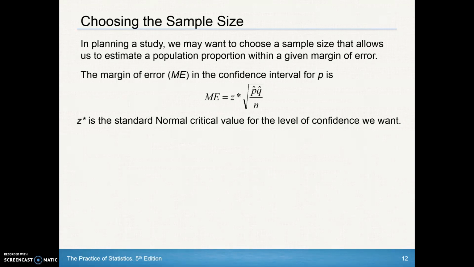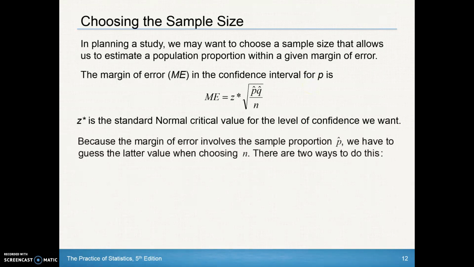So, in planning a study, we may want to choose a sample size that allows us to estimate a population proportion with a given margin of error. So again, remember, margin of error is that second part to the formula for our confidence interval. It's our critical value, that z-star, determined by whatever confidence level we want to set up, times our standard error. And again, we'd say standard error here rather than standard deviation because we're using the sample proportion. The population proportion is unknown.